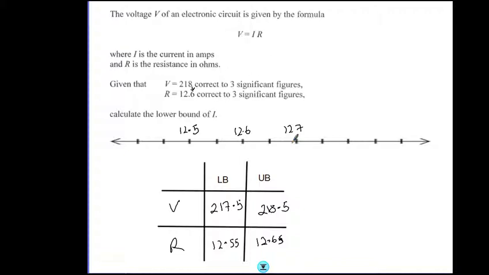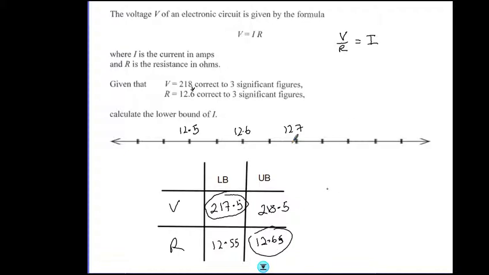So what I now need to do is think about which ones I'm actually going to use. Well, we actually want to work out I. So if I rearrange this and divide both sides by R, then V divided by R is equal to I. So the lower bound is the smallest value we can make out of these numbers here. And that's going to be made by making V as small as possible, but because we're dividing by R, we want to make that as large as possible. So I'm going to use the smallest value for V, but the biggest value for R.